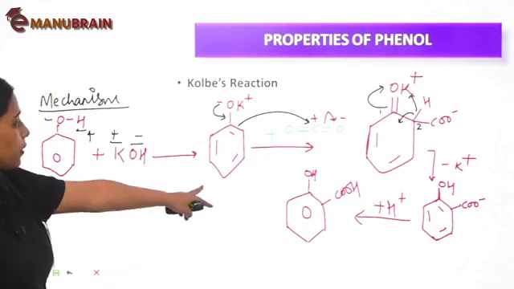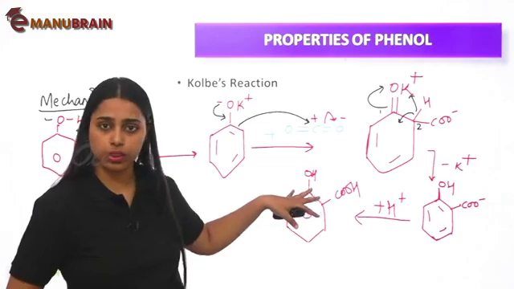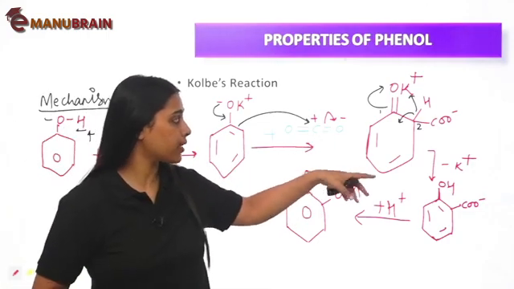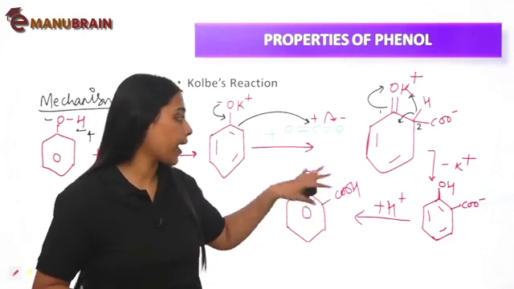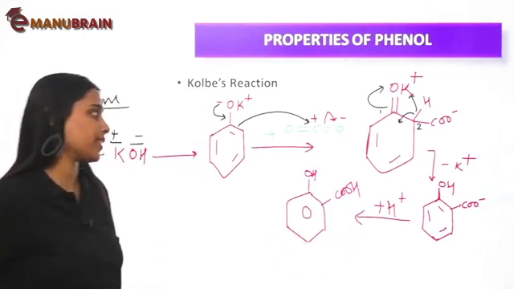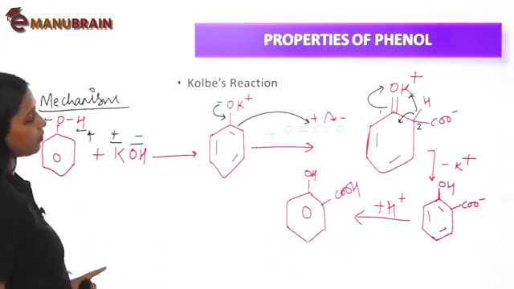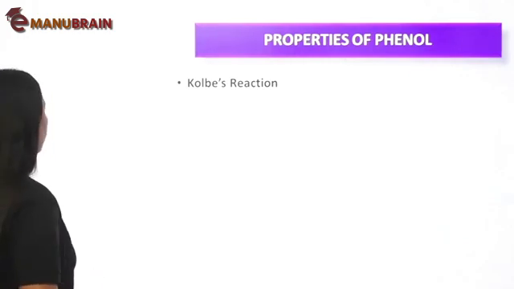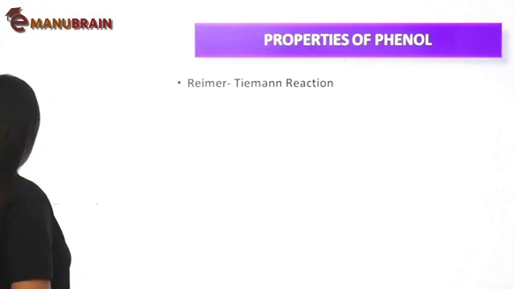So first sodium phenoxide is formed, then carbon dioxide molecule is being attacked, is added in this manner, 1,2 shift takes place of your electrons and then results in the formation of the salicylic acid. So this is the mechanism of this reaction. After that we will discuss about next chemical reaction, again a naming reaction, which is your Riemann-Tiemann reaction.